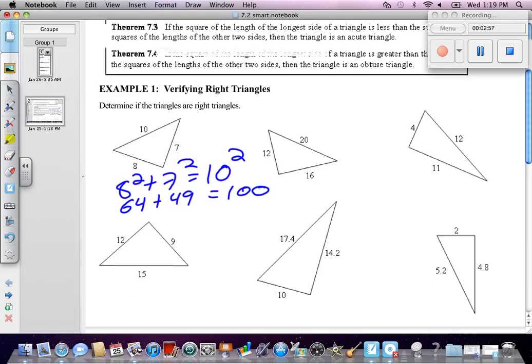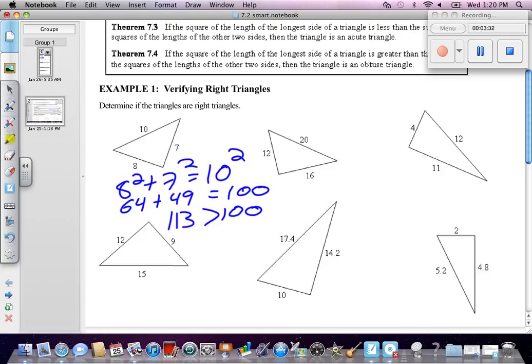Okay. We're proving it's a right triangle. We're doing it the opposite way. Okay, so 64 plus 49 gives us 113. 113 is bigger than 100. So it is not a right triangle. It's obtuse. A squared plus b squared is bigger than it.